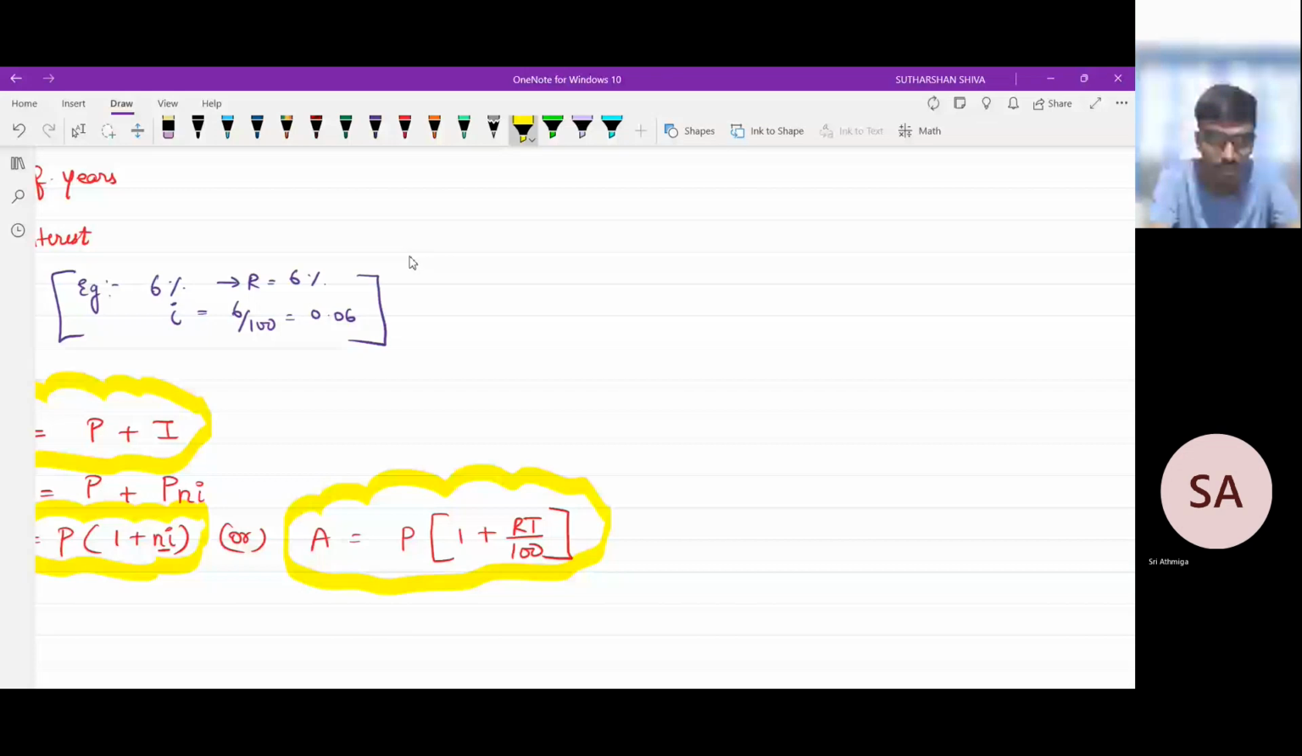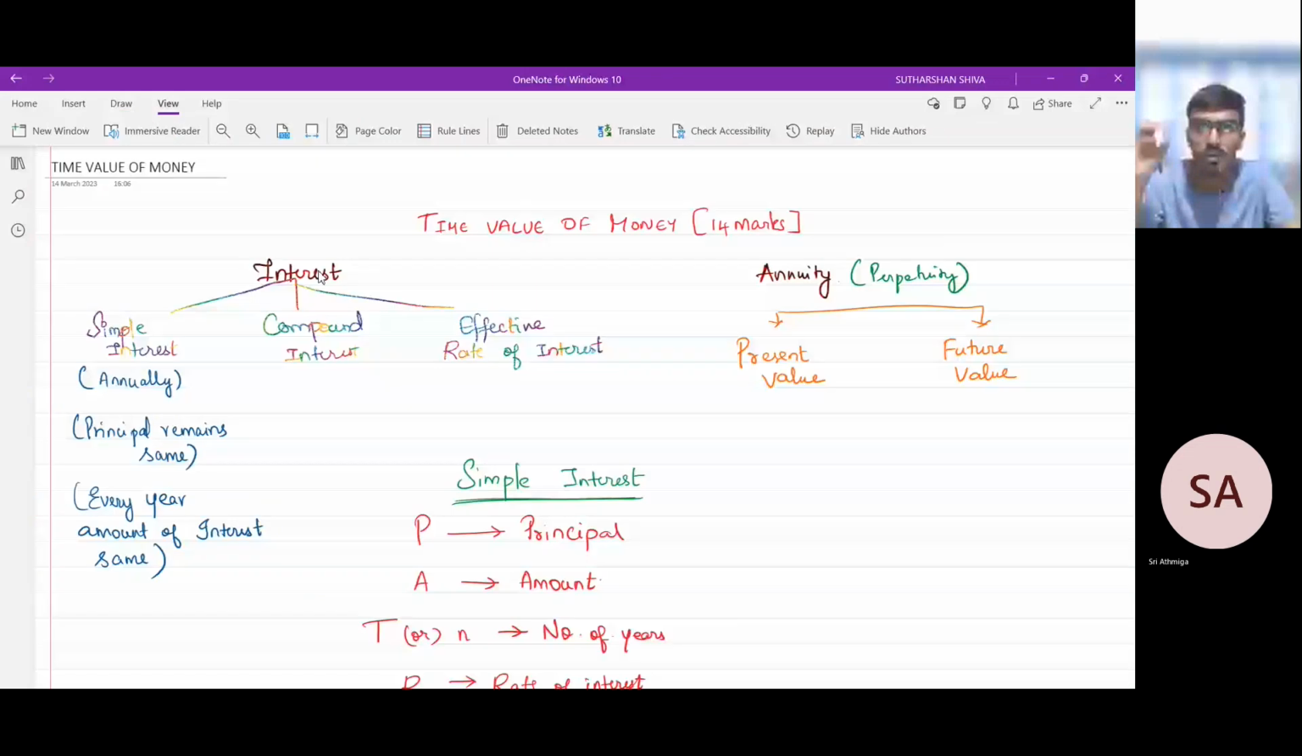Time value of money, the most important chapter in your CA Foundation curriculum. It is divided majorly into two: one is interest, one is annuity. First of all, this entire chapter we are going to handle with tricks and calculators. Some people take 1 minute or 1 minute 30 seconds to complete a sum, but we are going to solve most within 30 to 40 seconds.